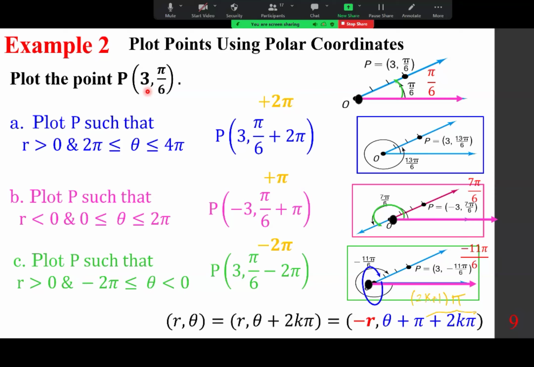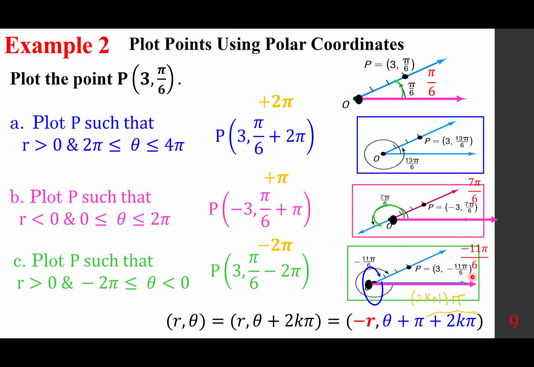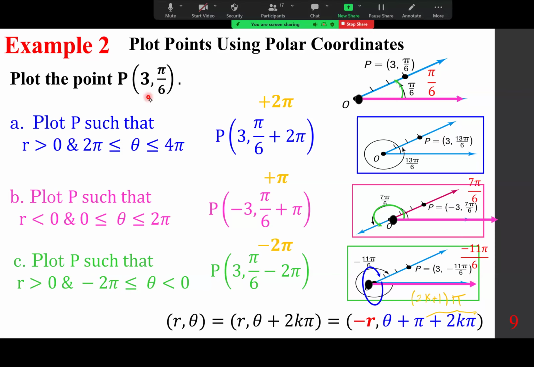So P has coordinates 3, pi over 6, 3, 13 pi over 6, negative 3, 7 pi over 6, positive 3, negative 11 pi over 6. They are all the same, everybody. Hopefully that's clear and straightforward too for everyone. All right. So that's the concept you need to be comfortable with. One more time, this is not unique.